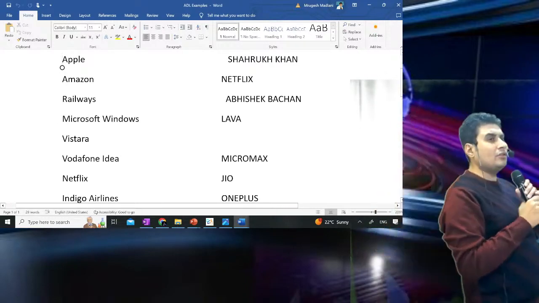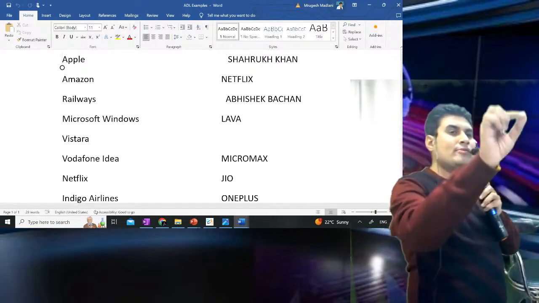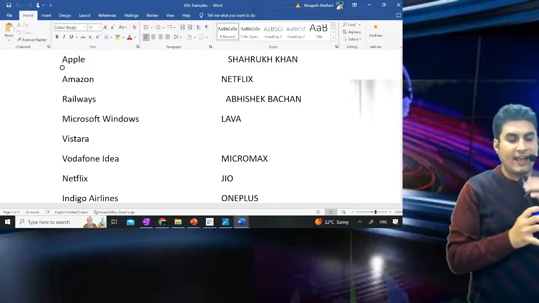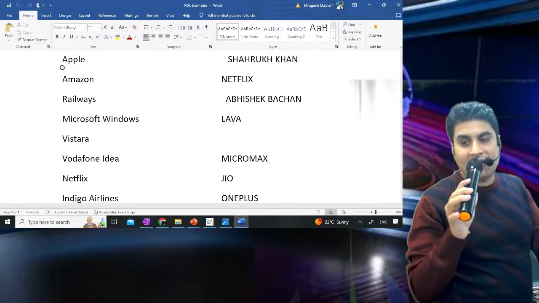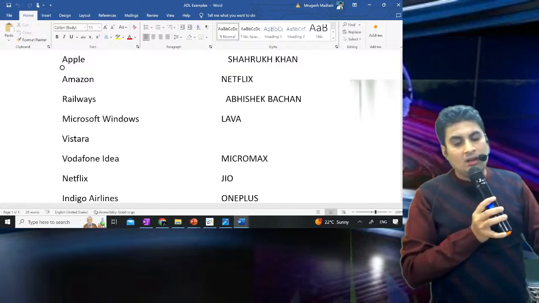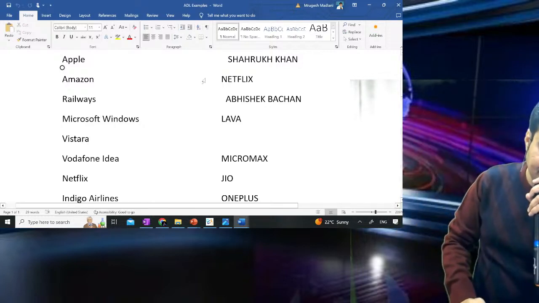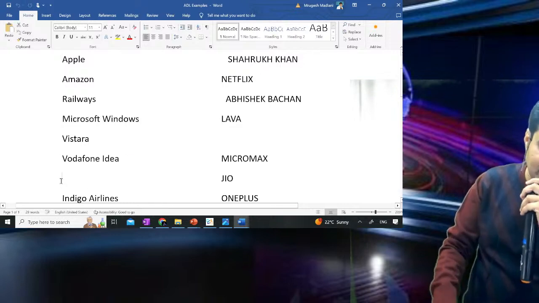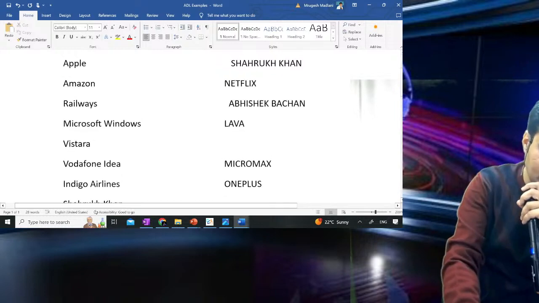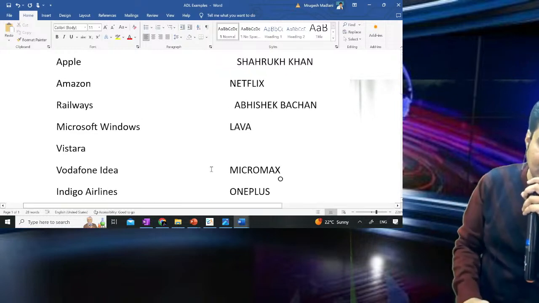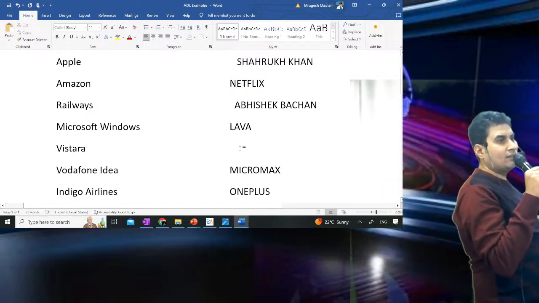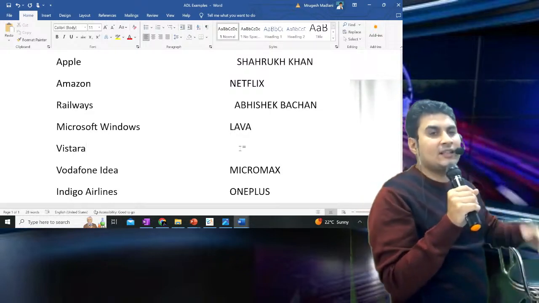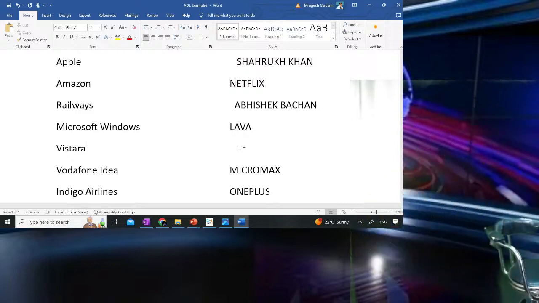Apple, Amazon. This will remain here only, so don't worry. You have to write with pencil near dominant. Apple, Amazon, Railway, Windows, Vistara, Vodafone Idea, Netflix, Indigo, Shahrukh Khan, Netflix, Abhishek, Micromax, OnePlus. Netflix is a repeat. We'll cut it. You have to tell me where each one falls. You have to write with pencil, 5 minutes break. We are done for today.